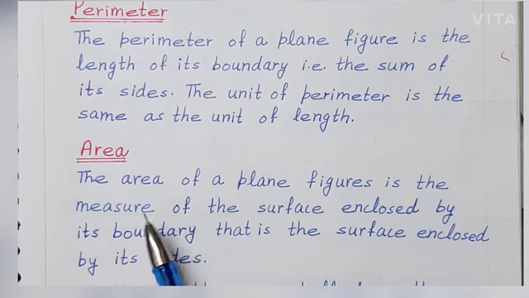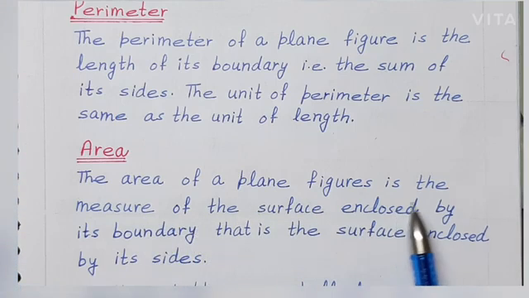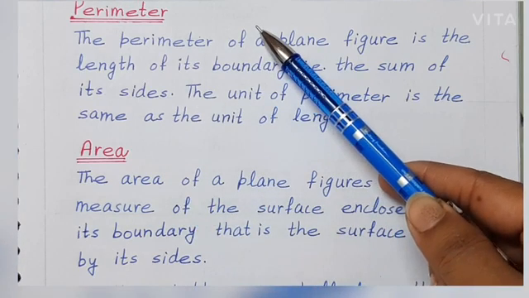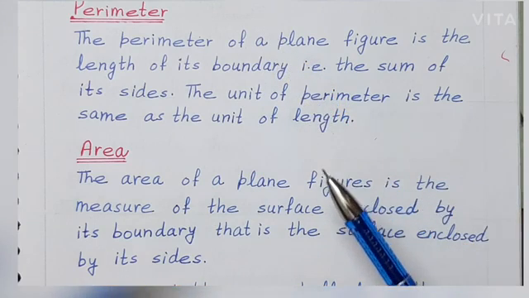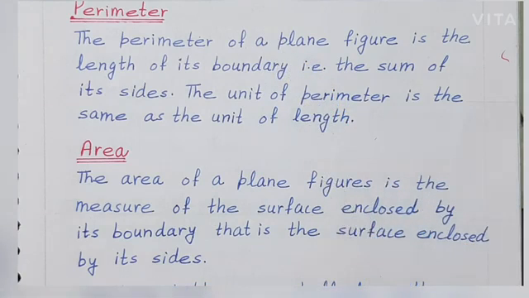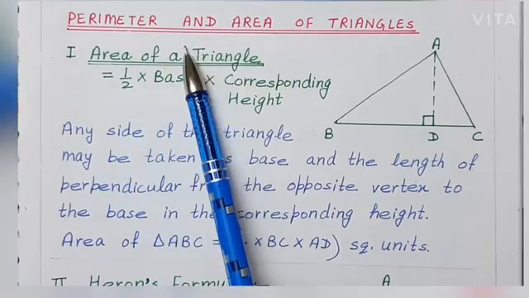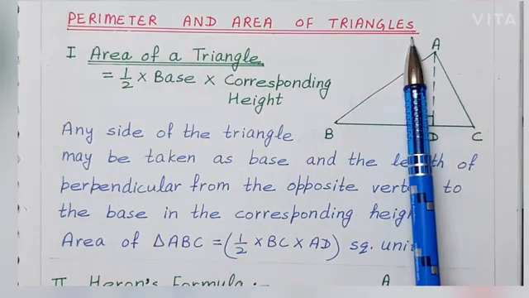Now the next is area. The area of a plane figure is the measure of the surface enclosed by its boundary, that is, the surface enclosed by its sides. Now students, in this chapter, we shall learn the formulae for area and perimeter of triangles, quadrilaterals and circles.